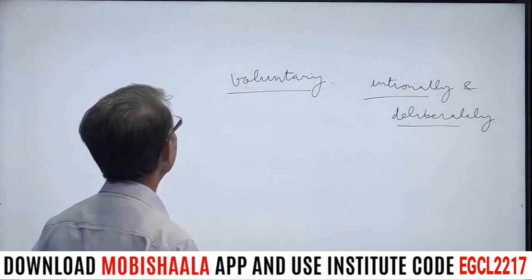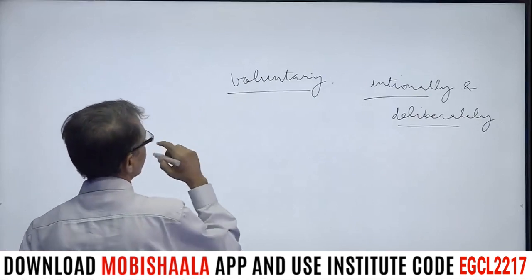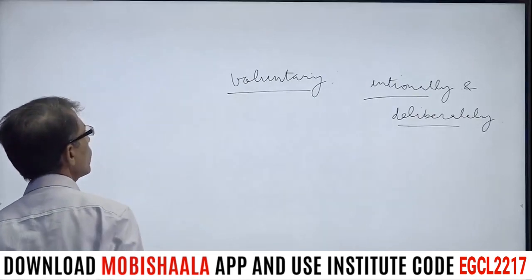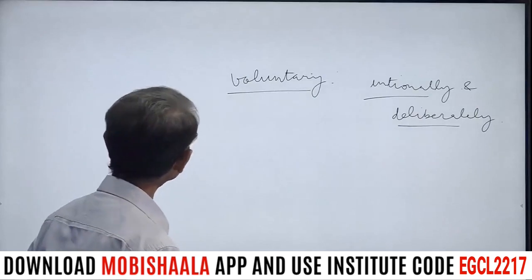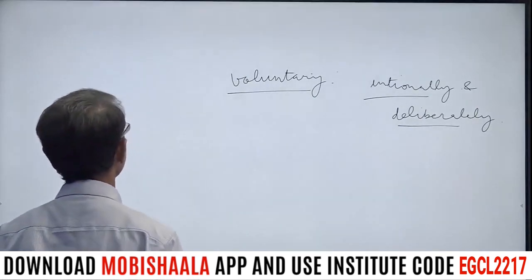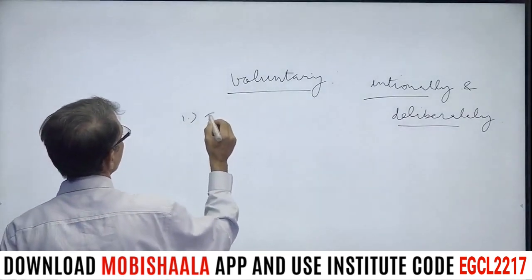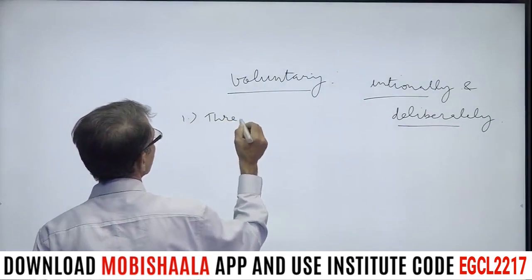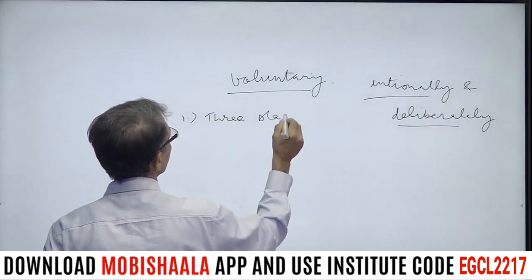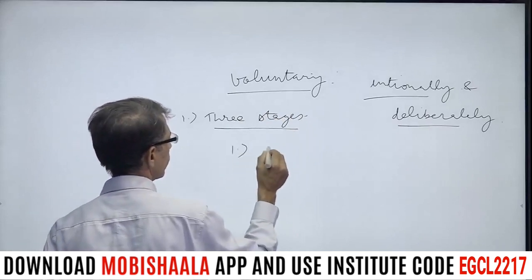Now the question is, how does this voluntary action happen? Just try to understand. It has three aspects, three stages. First the mental stage, then the bodily stage, then the consequences. So this voluntary action has three stages. What are these three stages? The first stage is the mental stage.